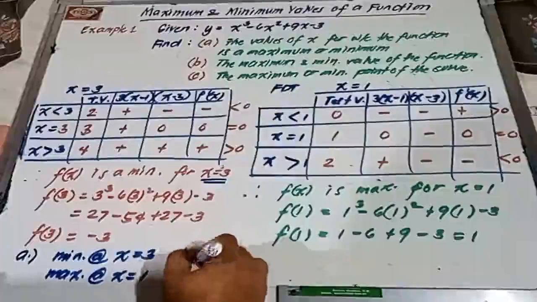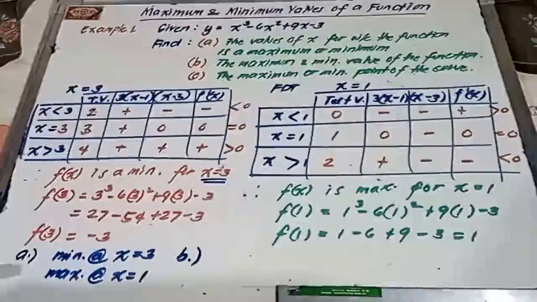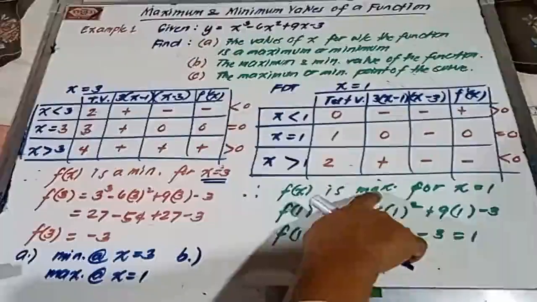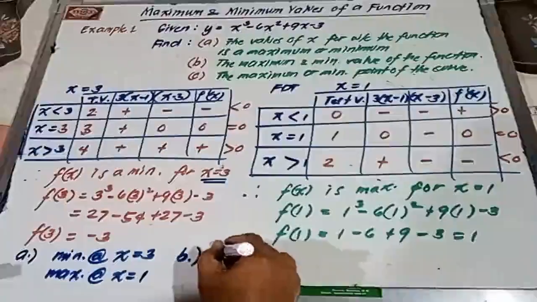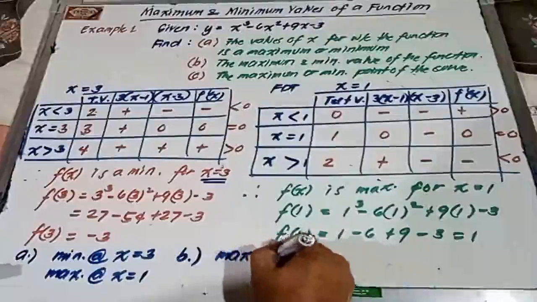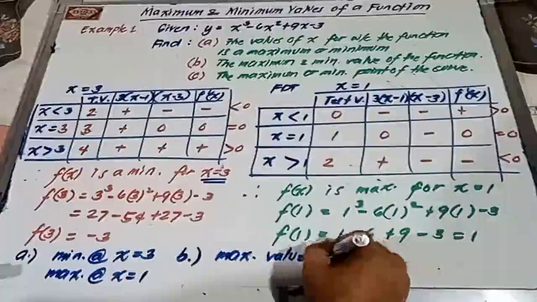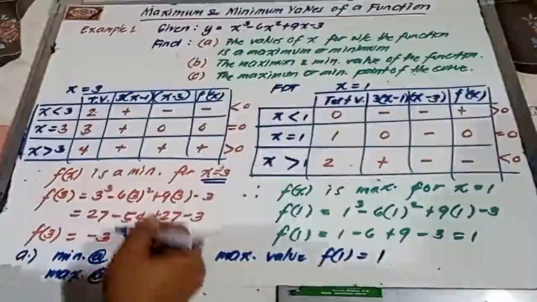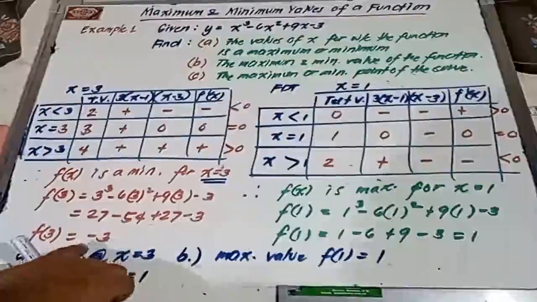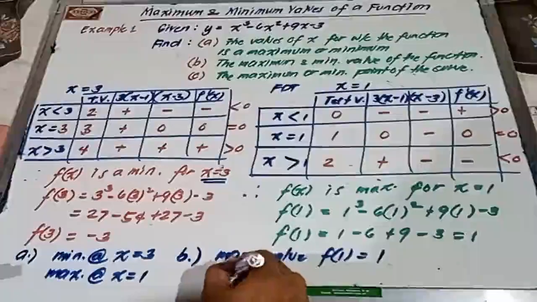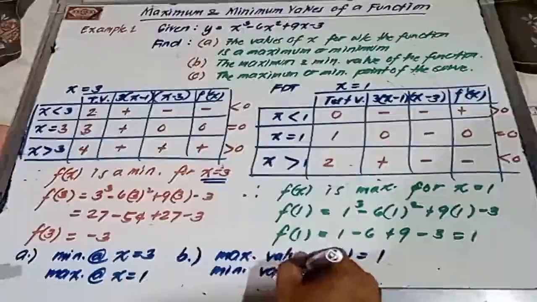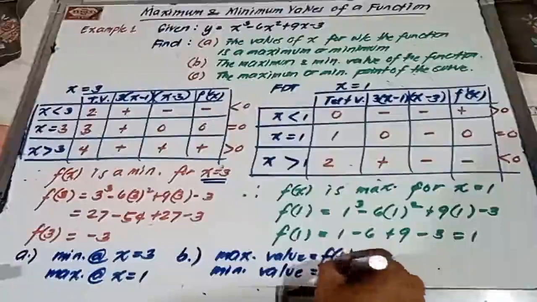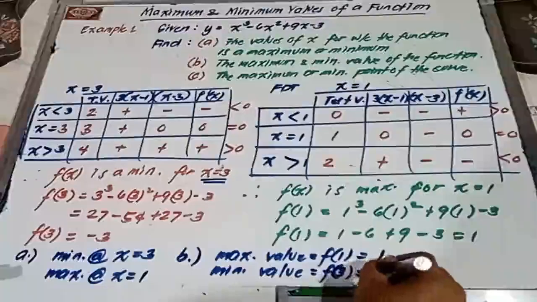For letter B, ano yung maximum and minimum value of the function? Ang maximum value niya ay 1. Okay? Maximum value. Ito si f of 1, which is equal to 1. And then, minimum value of the function. Ito yon. Minimum value of the function is f of 3. It is equal to negative 3.